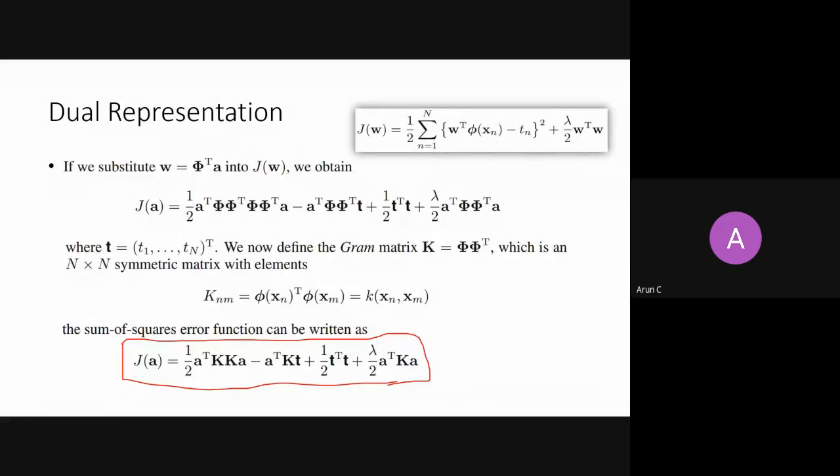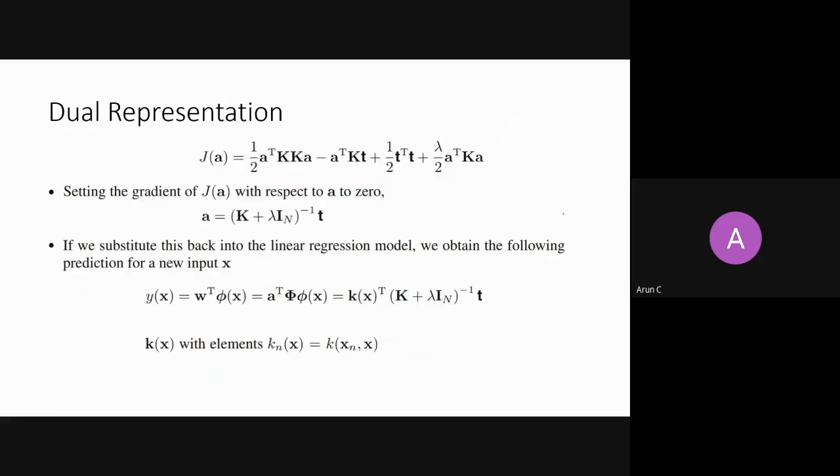Yes or no? Right. Okay. Fine. So now I will take the gradient equal to 0, right? And when I solve for A, this is what I get, right? This is what I get, right? So you remember that W is nothing but phi transpose A.